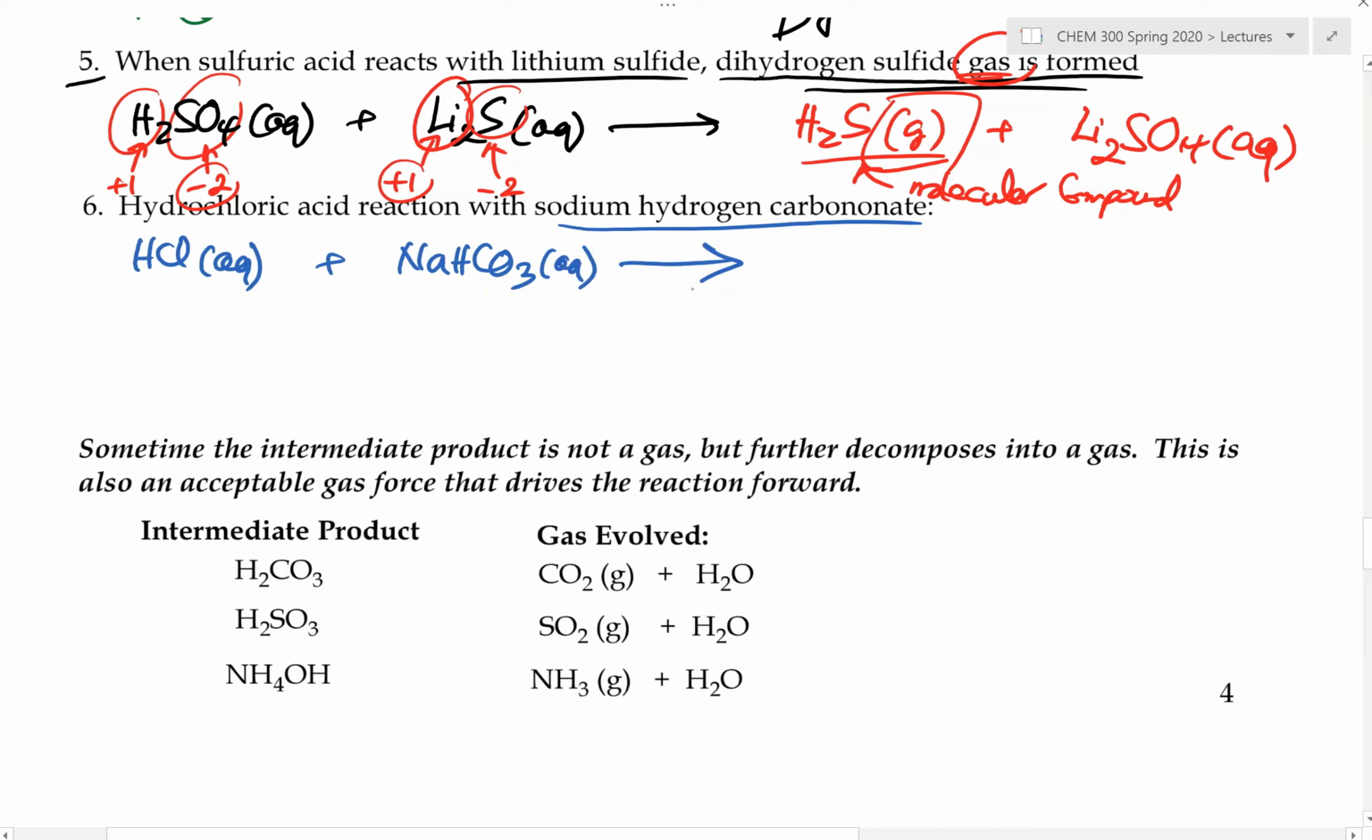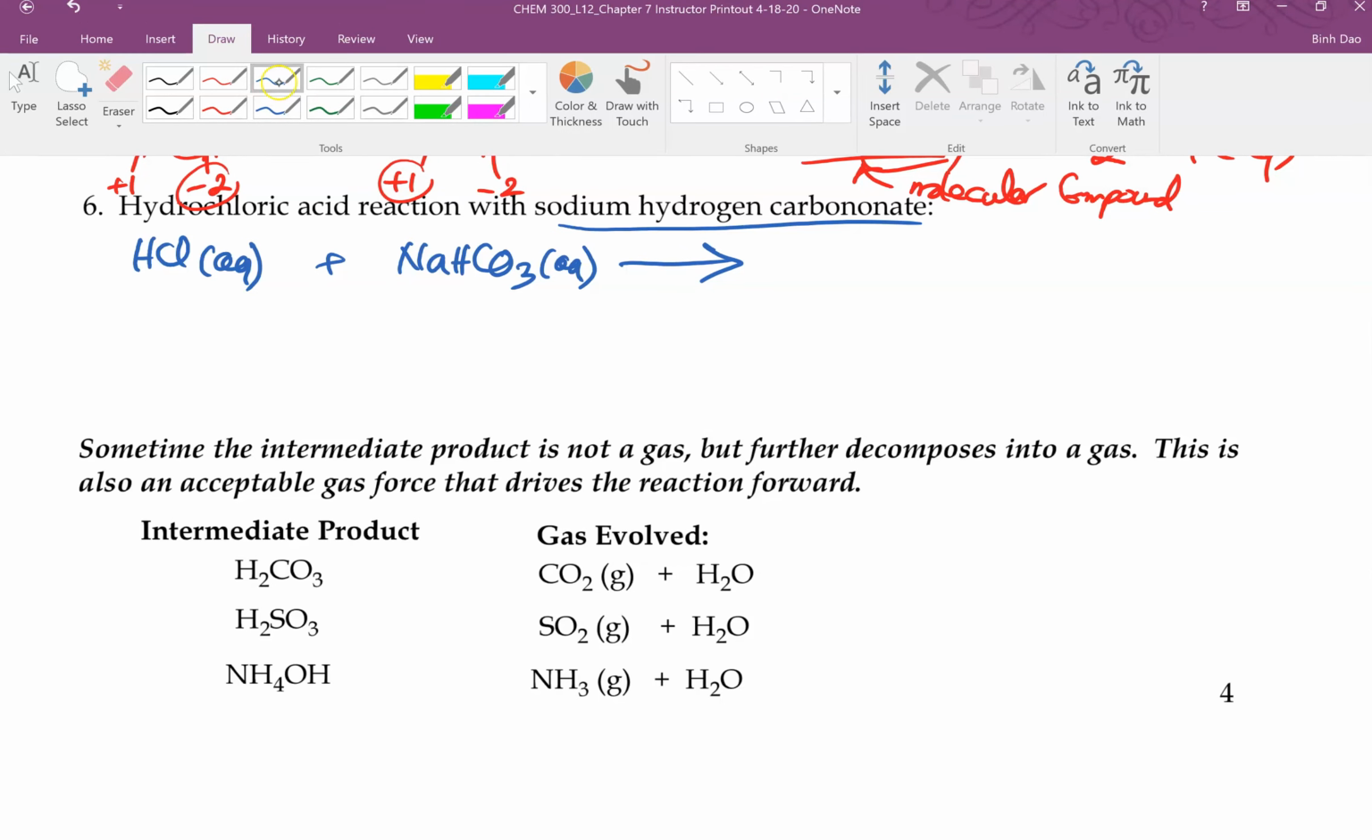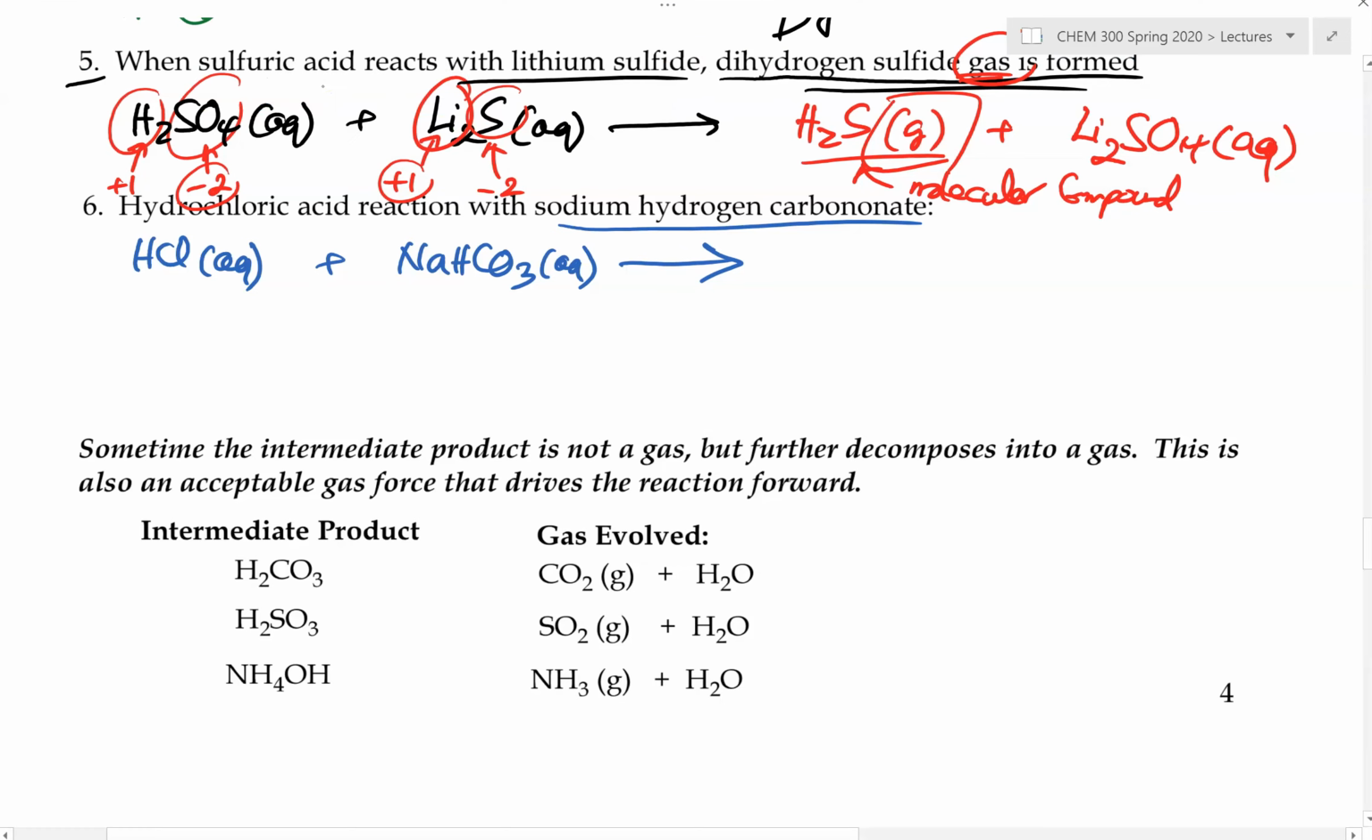So what will be the product of this reaction? And again, we will be using the same strategy that we've been using in all of these examples, by identifying the cations and the anions and the charges. So here in this case, the hydrogen is +1 and the chloride is -1, and here the sodium is +1 and the rest of this hydrogen carbonate is -1.